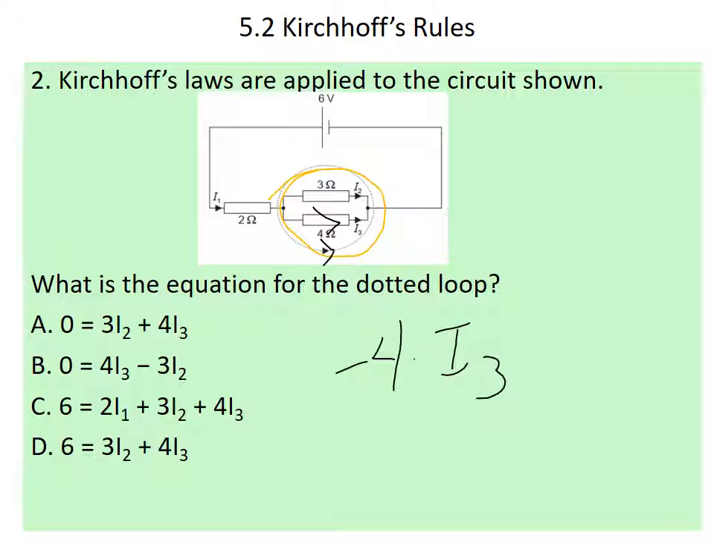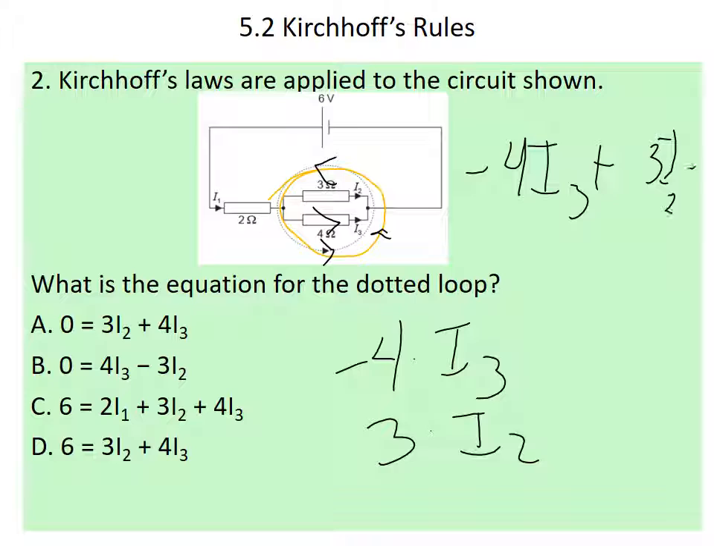Then for the 3 ohm resistor, the loop is a circle, so it's going up in this direction. The direction of the loop points to the left, while the current direction points to the right. That makes it a positive potential difference. 3 times I2, and then I can add these up and set them to 0. I get negative 4I3 plus 3I2 equals 0.